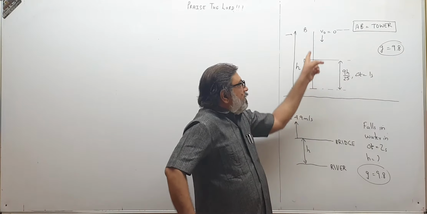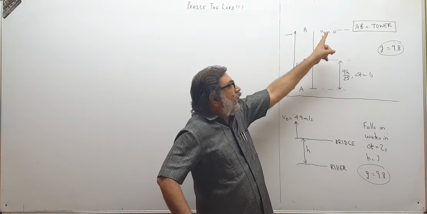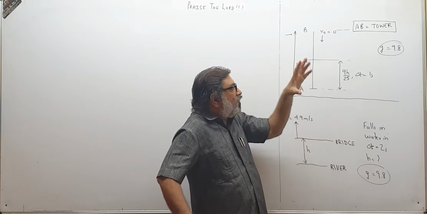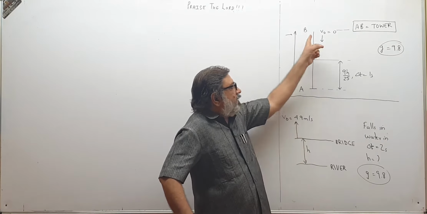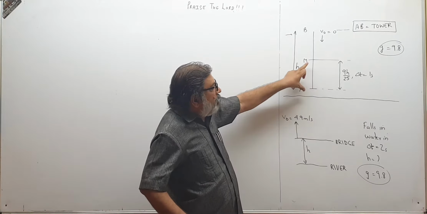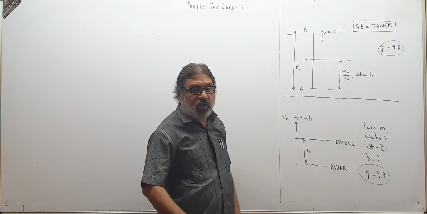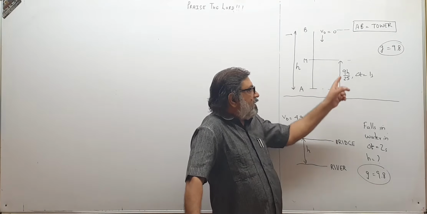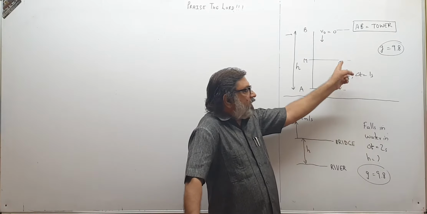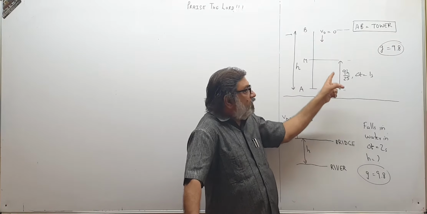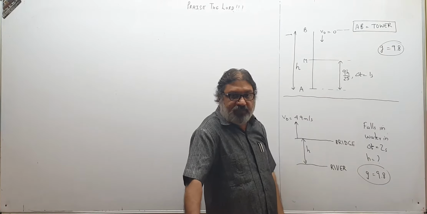See, AB is a tower. This is the ground. This is the top of the tower. From the top of the tower we are dropping a stone with initial velocity 0. Just dropping, that means initial velocity is 0. And M is a point on the tower such that AM distance is 9h upon 25. h is the total height of the tower. And it is said that the last 9h upon 25 distance is covered in 1 second by the body. As the stone falls from here to here, this much distance is covered by the stone in 1 second.